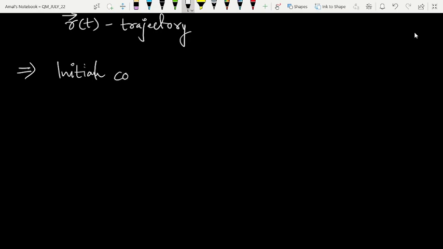Initial condition means the initial state. And there is a difference between configuration and state that we should remember. Then the second thing is that now we know the initial state, we must be able to predict the final configuration or final state, or the trajectory of the particle.